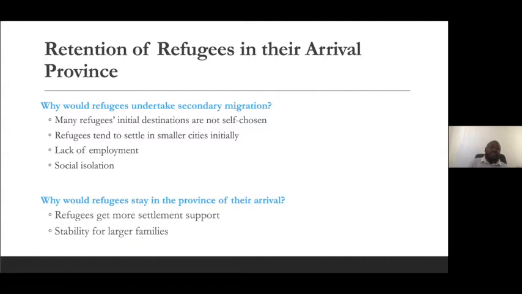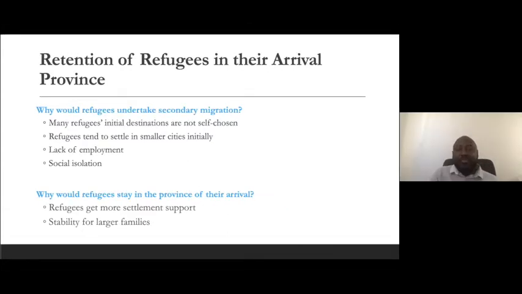And for example, refugees receive income support. They have access to language and training programs. They also have targeted orientation programs for refugees. They have opportunities to resettle their children in schools, and also training programs to prepare them for the job market. And all of these things, once again, are intended to support them so they can stay in the province where they arrive. And the other point is that refugees also tend to resettle and relocate with large families.